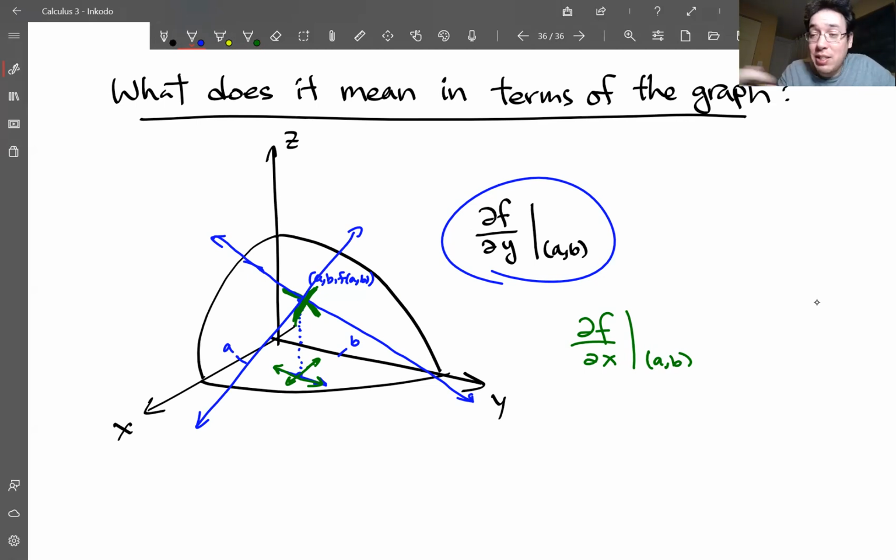So again, in this direction, as x increases, the surface is sloping downward. So the derivative here is also negative, although they do not have to be the same, right? It could be sloping steeper in one direction over another. Okay, I hope that makes sense. So this is the graphical meaning of the partial derivatives.